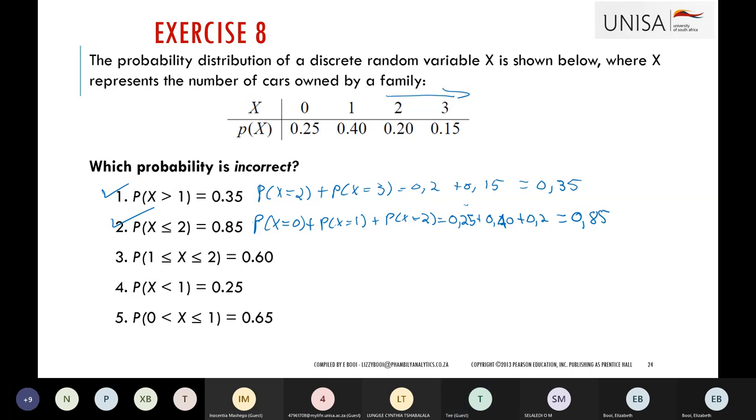The next one, it says it is between. So we're going to look at the between. It says x is greater than 1, so it starts at 1, and it's greater than 1, so it goes that way. But x is less than or equal to 2, so it stops right here at 2. So it means it is the probability that x is equal to 1 plus the probability that x is equal to 2. Happy?